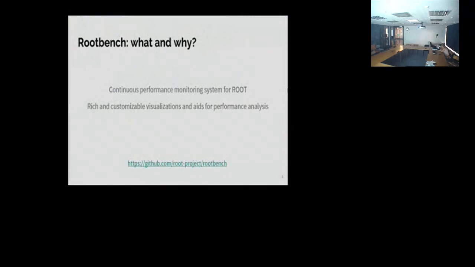So what is RootBench? As the field of high energy physics must deal with the large CPU and I/O costs of processing and analyzing billions of events, software performance is very important. In particular for core libraries such as ROOT, it is vital. So the RootBench system provides an extensible system for tracking different performance metrics for the ROOT framework, speculative performance evaluation of proposed changes, and rich and customizable visualizations and aids for performance analysis.